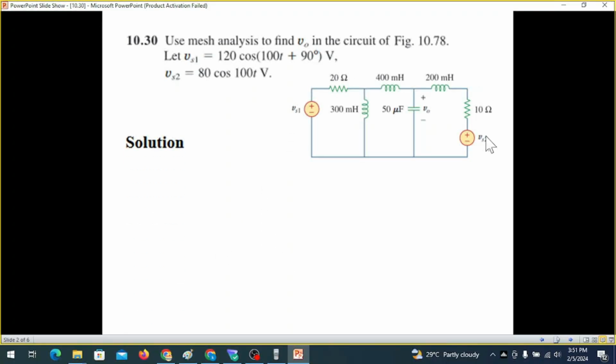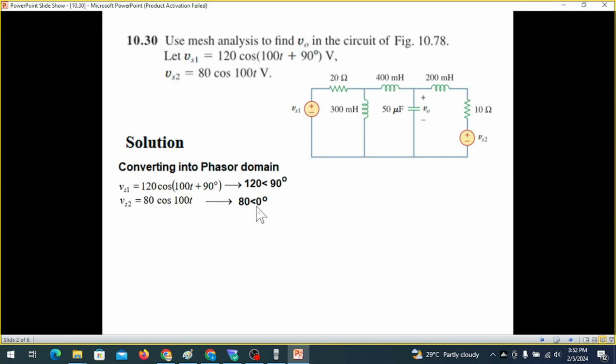So as you know, this circuit is in time domain. To solve, we have to convert this into phasor domain. First converting this source, this is the magnitude and this is the angle. So we'll only write magnitude and angle in the phasor domain. Similarly, the second one is 80, and the angle is 0, so we'll write 0. Also, we know that omega is 100. From here you can see omega t, this is also omega t. So omega is 100.